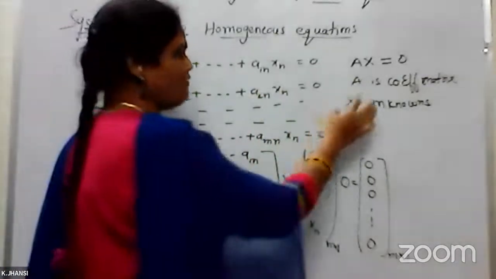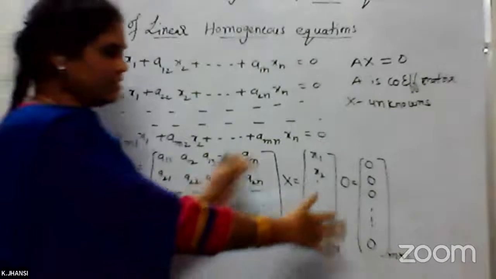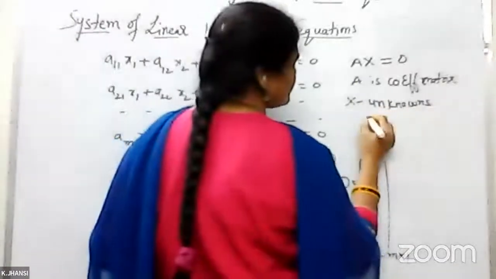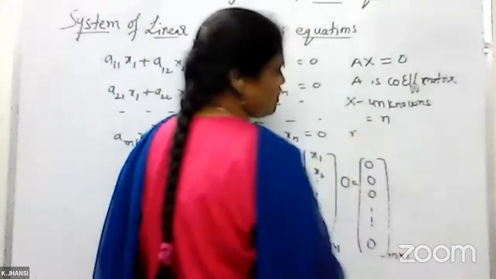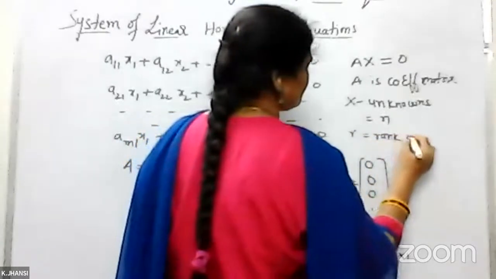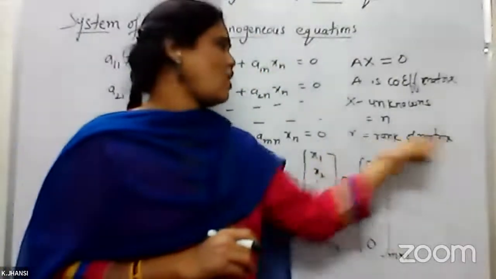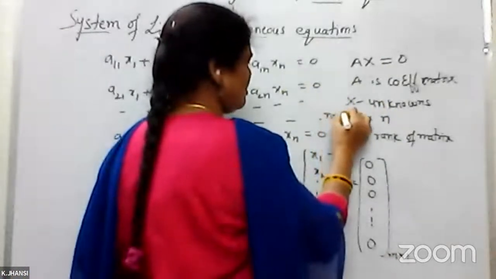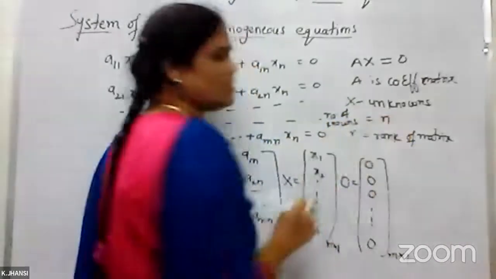In that, whatever the 3 equations given, first you write the coefficient matrix and you see how many unknowns are there. Here the number of unknowns is represented by small n. Also you will have small r. This small r equals the rank of the matrix, and the number of unknowns, that is how many variables are present, you will represent with a small n.